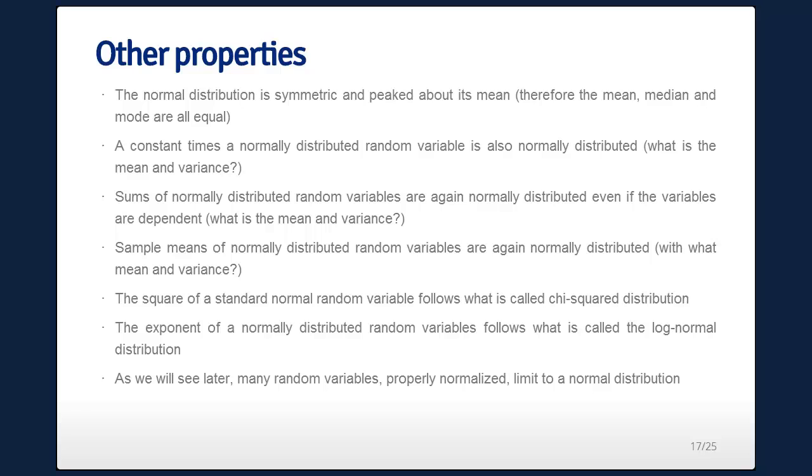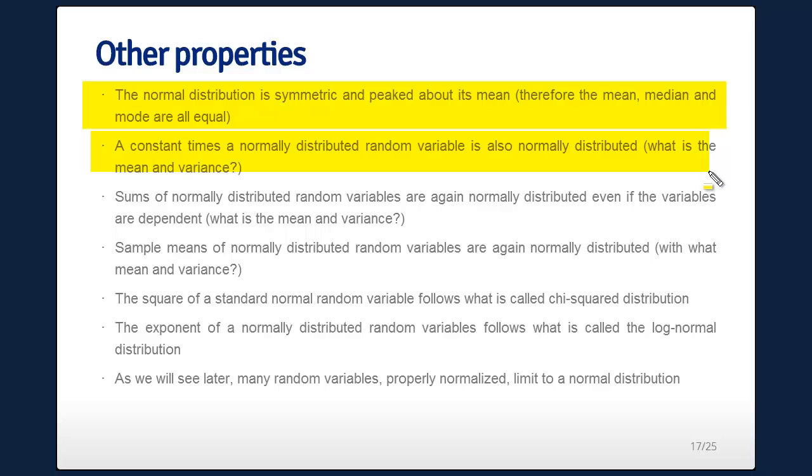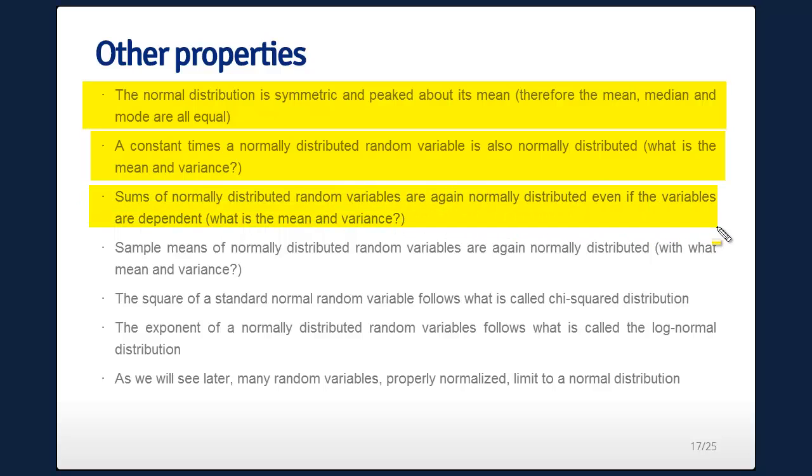Okay, some other properties. The normal distribution is symmetric and peaked about its mean, so therefore its mean, median, and mode are all equal. The population mean, median, and mode are all equal, not necessarily the sample mean, median, and mode. A constant times a normally distributed random variable is also normally distributed, and you can calculate the mean and variance having had the other parts of this class. Sums of normally distributed random variables are again normally distributed, even if the variables are dependent, provided they're all multivariate normal, which we don't cover in this class. Sample means of normally distributed random variables are again normally distributed, with a mean and variance you can calculate.